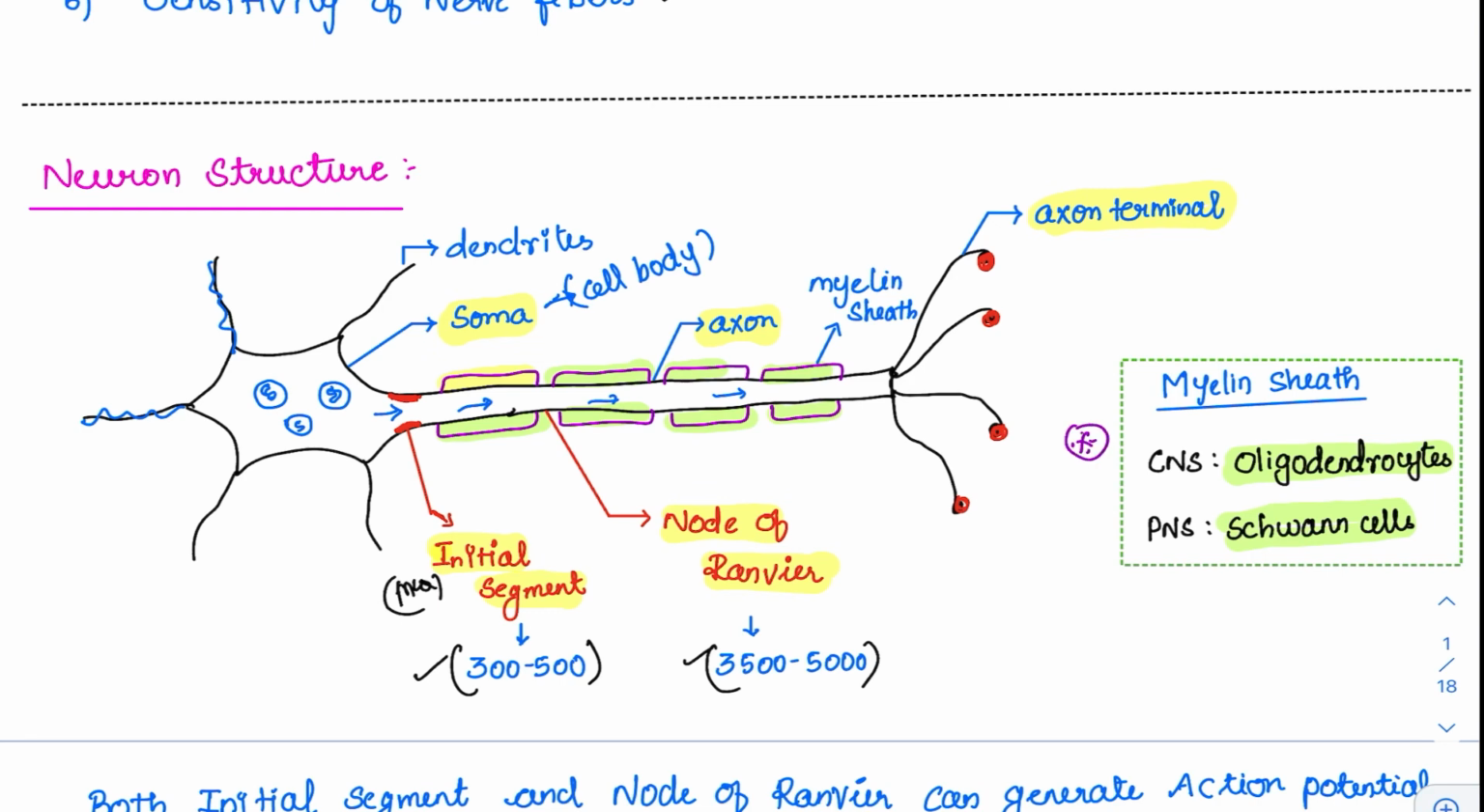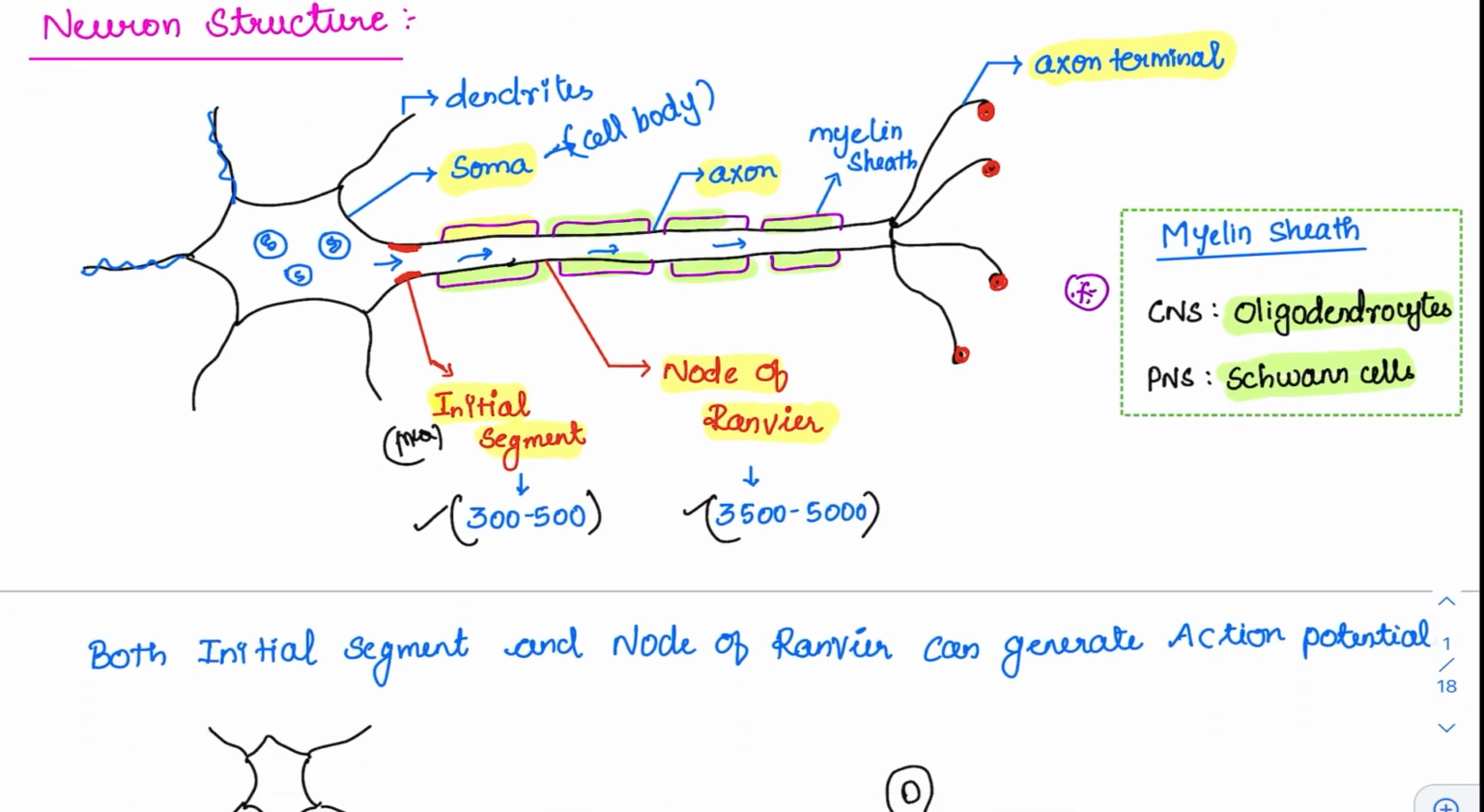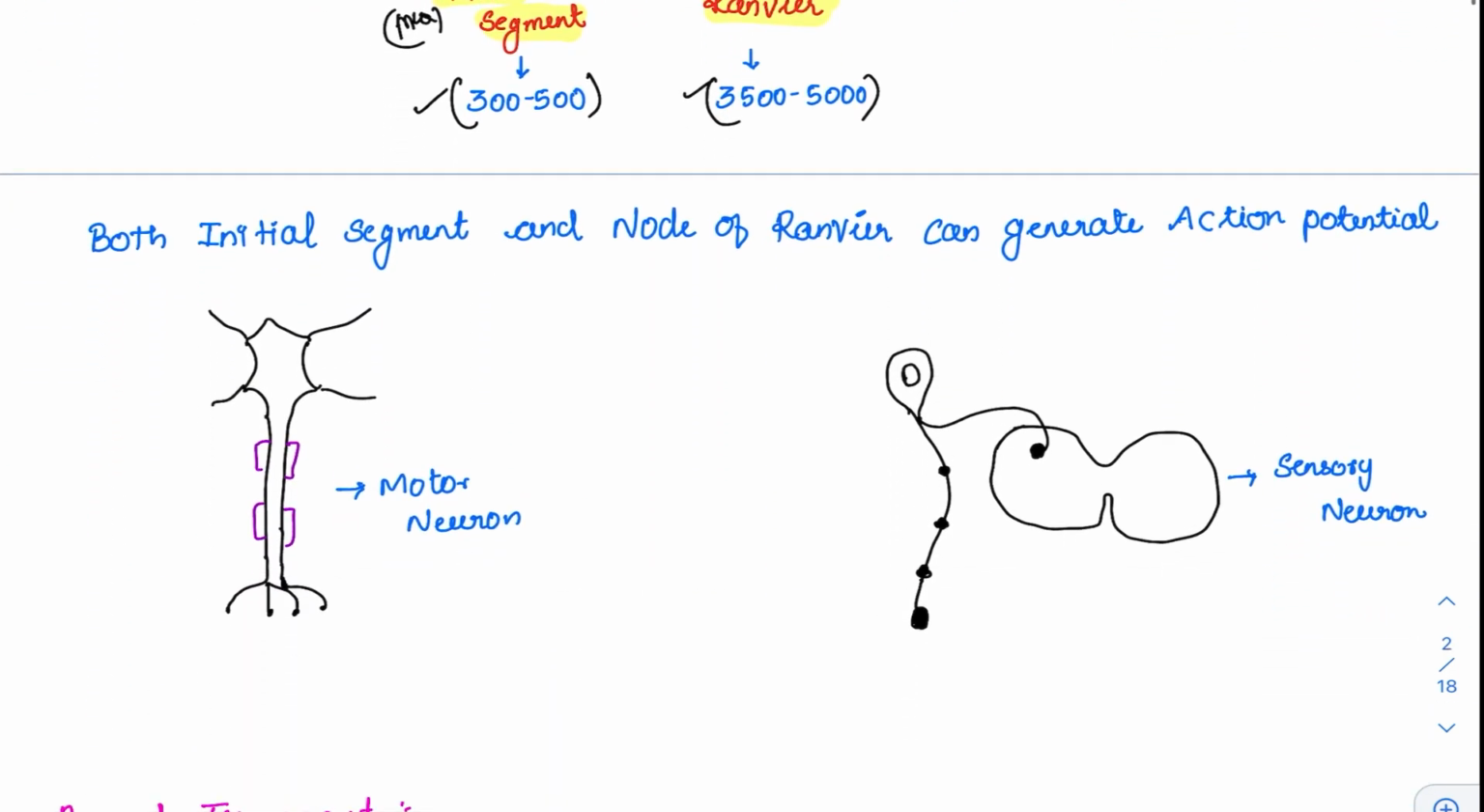Now let's talk more about the initial segment and node of Ranvier. I told you both of them can generate the action potential, but whichever comes in first contact, that will be generating the action potential. For a motor neuron, this is the structure. This is the structure of a motor neuron. It receives impulses from other things and it passes down the axon and it activates the terminal buttons.